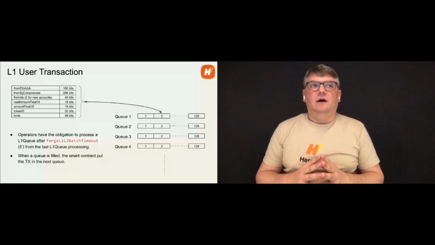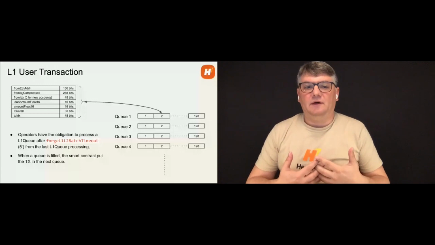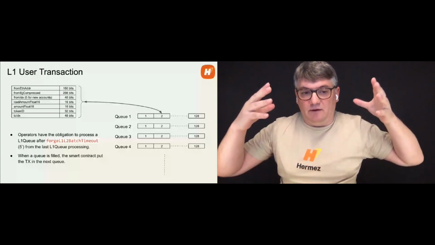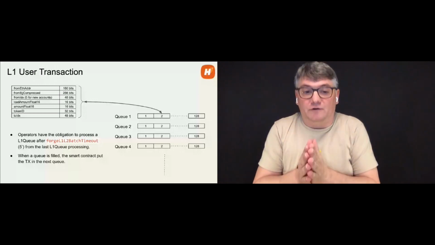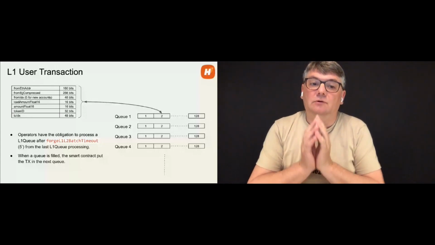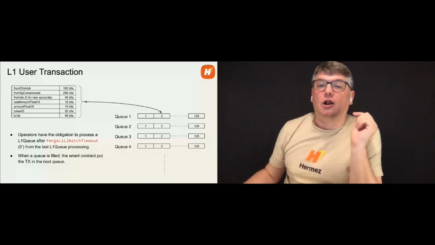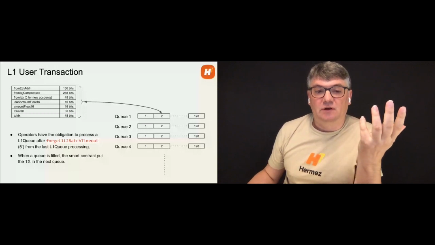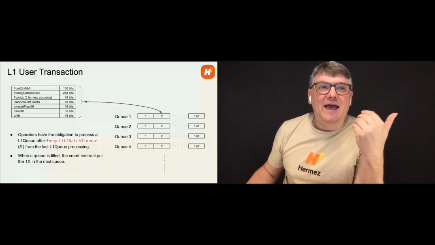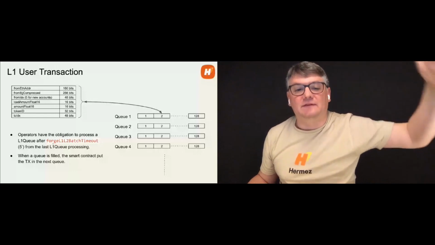Okay, and from the smart contract, what we do is we force the operators to forge all these L1 transactions every 5 minutes.